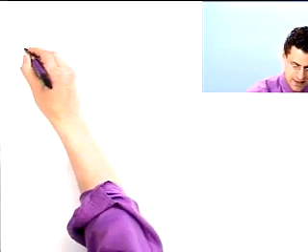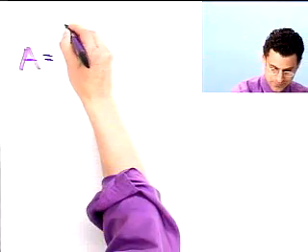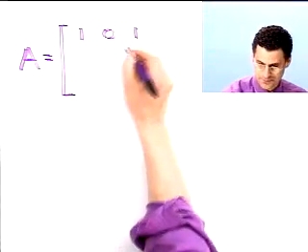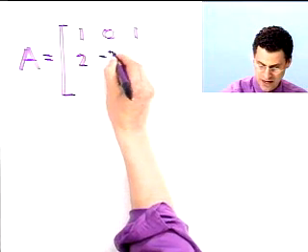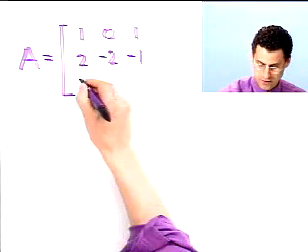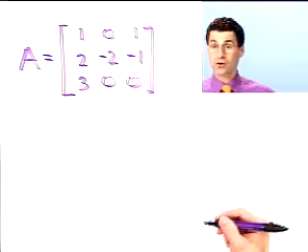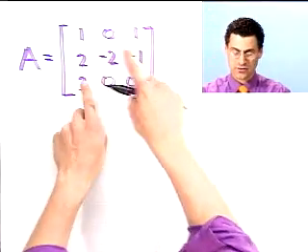Suppose the matrix A, which in fact is a 3 by 3 matrix, looks like this. 1, 0, 1. 2, minus 2, minus 1. 3, 0, 0. And my goal is to find the inverse of this matrix. What is that? That's going to be another 3 by 3 matrix that has the property that if I matrix multiply the inverse by this, I should get the identity. That's the matrix that has 1s along the diagonal and 0s everywhere else.